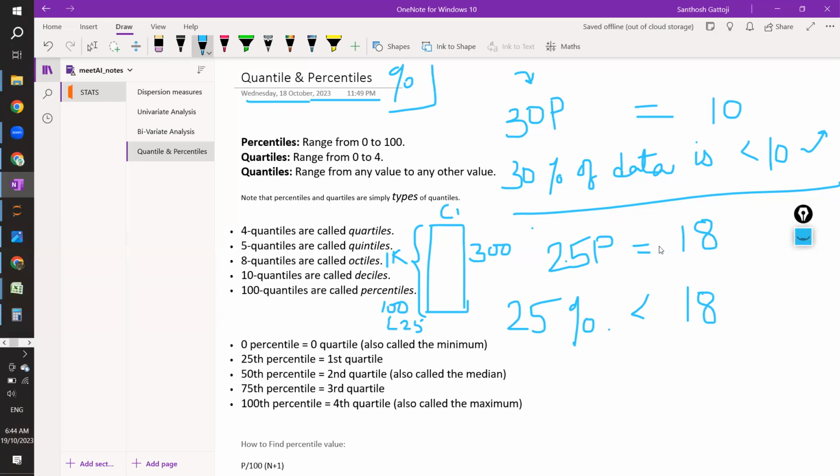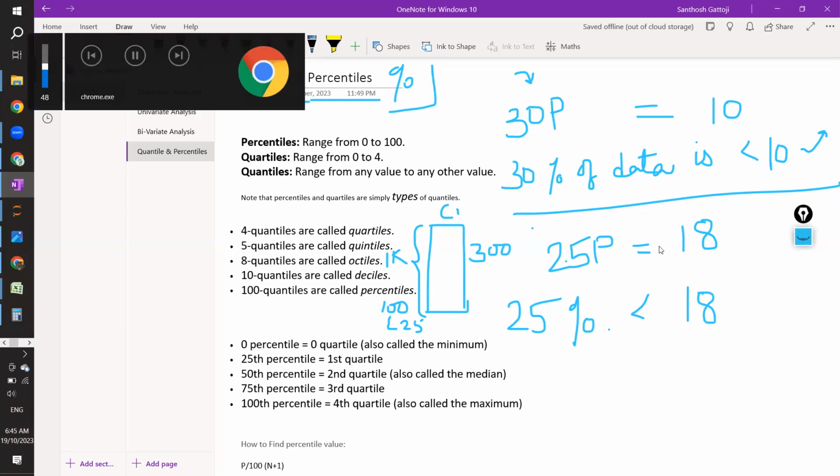Are you getting it, guys? Santosh asks: is there any way, without a number, to directly get the 25 percentile? No, that will not make any sense.